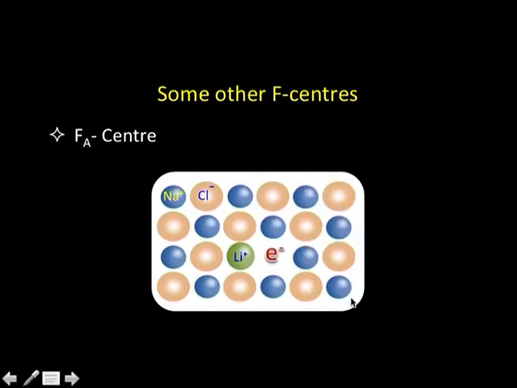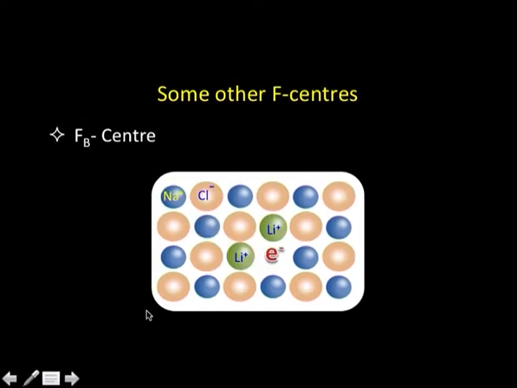Now, let us look at some other type of F centers. This is called an FA center. This is similar to the previous case of the F center, which was an electron trapped in an anion vacancy, but in this case, in addition to the electron trapped in an anion vacancy, we also have a substitutional defect. That means a sodium ion has been substituted by a lithium ion. Such a situation is referred to as an FA center, and the material will have a different behavior altogether.